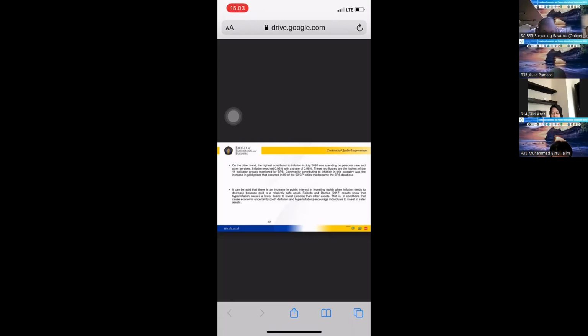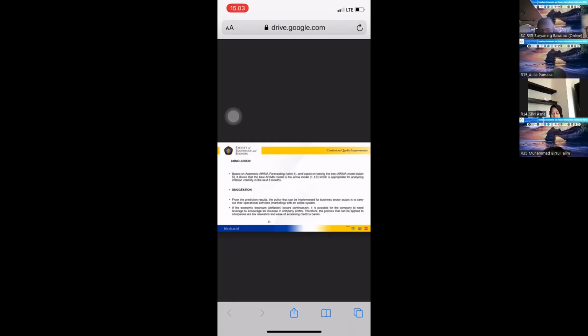It can be said that there is an increasing public interest in investing, moreover in gold commodity, when inflation tends to decrease because gold is a relatively safe asset. And then based on the automatic ARIMA forecasting, according to table 4, based on testing the best ARIMA model, it shows that the best ARIMA model is 110, which is appropriate for analyzing inflation volatility index in the next 5 months.